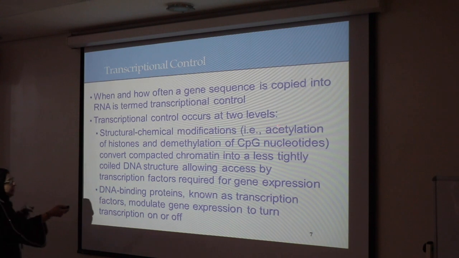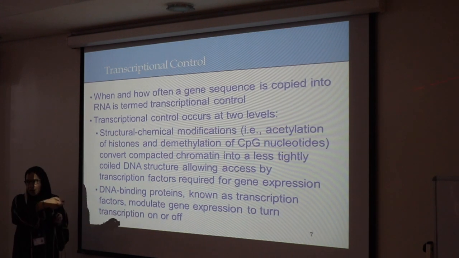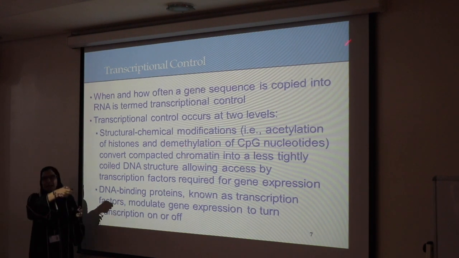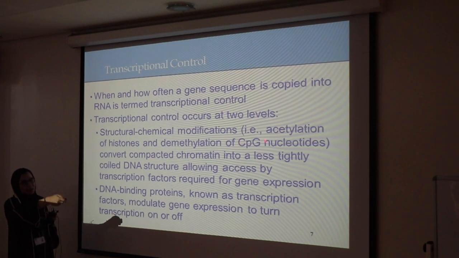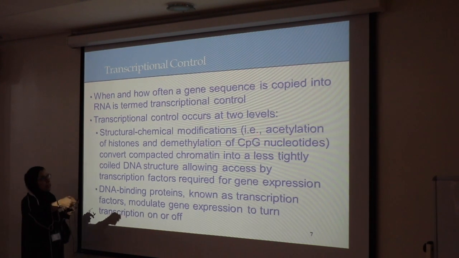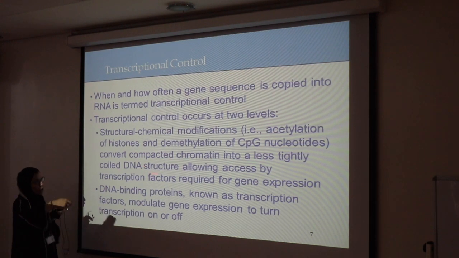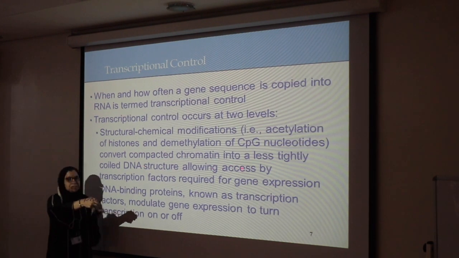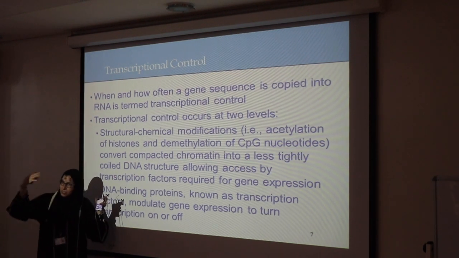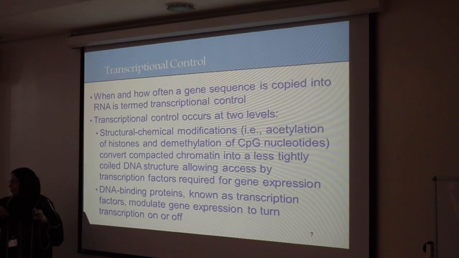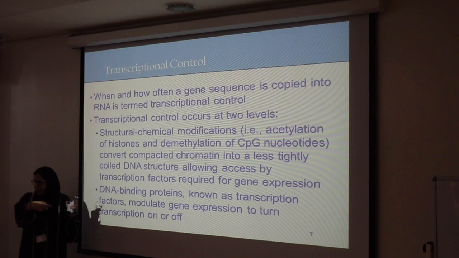So that's why it's written here that acetylation and demethylation, these two chemical reactions, okay, but you should know that acetylation of histone and demethylation of the C and G DNA nucleotide, these are going to convert the chromatin into a less tightly coiled structure. Therefore, it's going to favor the binding of transcription factors, which is the second part of the story for transcription to occur, and therefore it's going to activate gene expression.